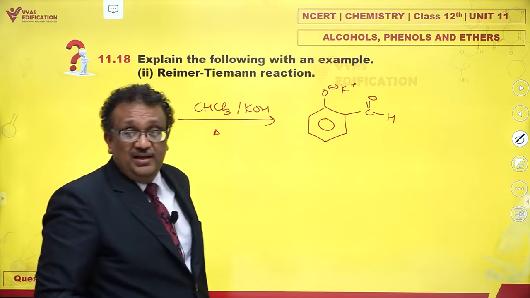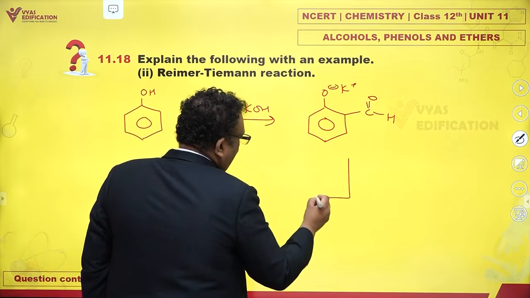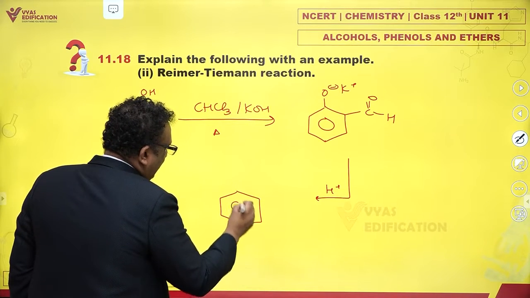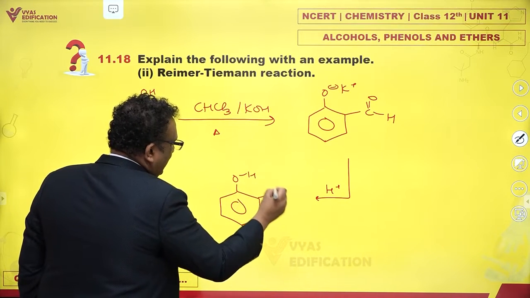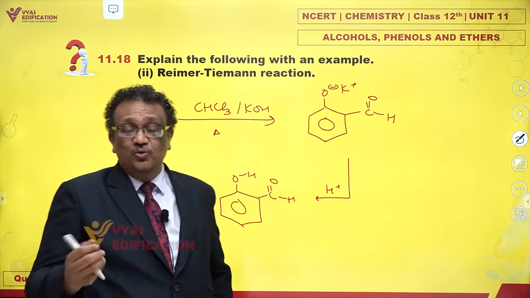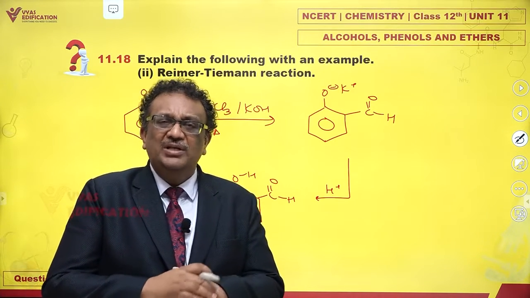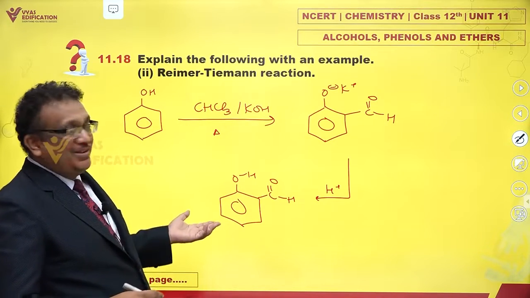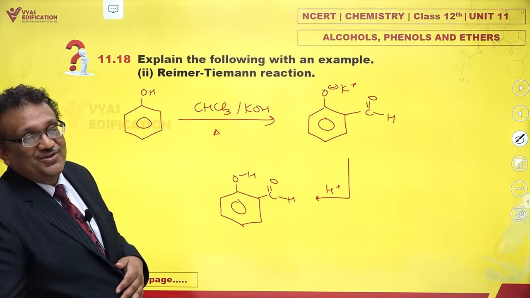Salt of salicylaldehyde. Just acidify this, and you get OH and you get CHO. Very famous, salicylaldehyde is used in many painkiller ointments, etc. A very popular compound, and this is the standard method, the Reimer-Tiemann reaction.